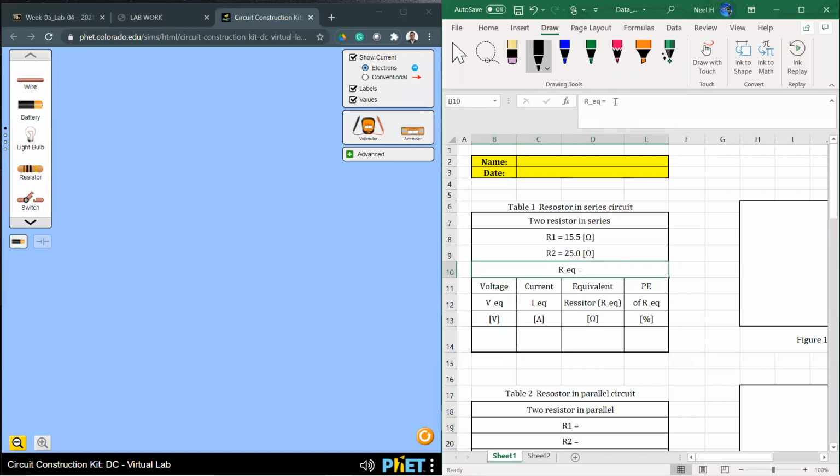Then R equivalent is going to be the addition of those two, right? 25 plus 15.5: 0.5, then 5 plus 5 is 10, carry the 1, and 2 plus 2 is 4. So it should be 45.5, right? Good. Any question?